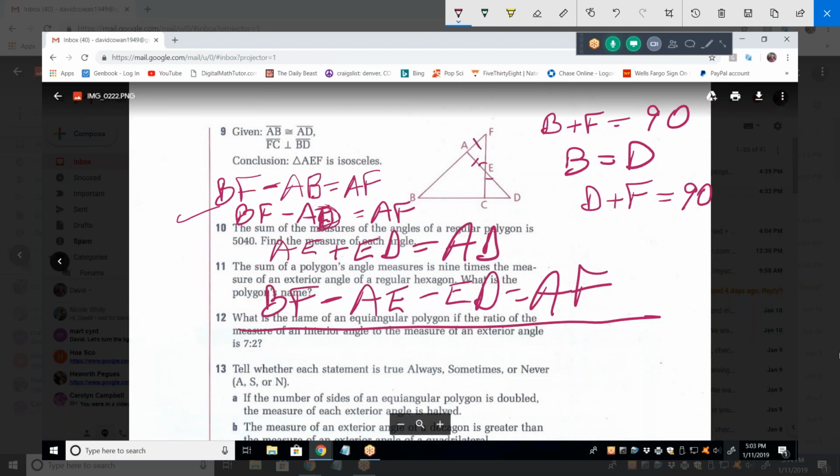How do we know this is true? AE plus ED equals AD? We don't know that that's true, do we? We don't. Let's erase that. Last thing in the world you want on here is things that you don't know to be true.